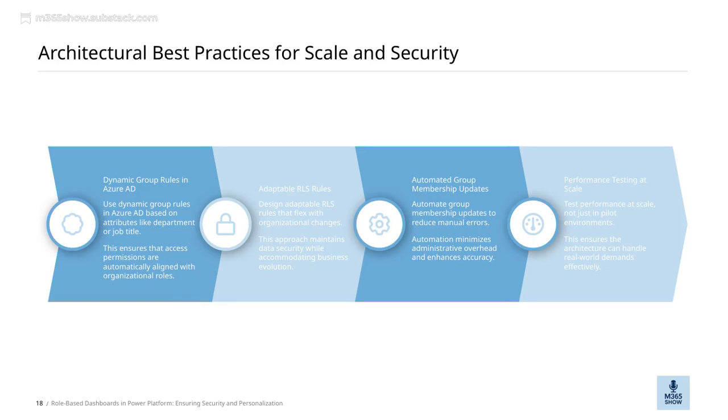Finally, utilizing dynamic group rules in Azure Active Directory can help us align access permissions with organizational roles automatically. For example, based on attributes like department or job title, access can be granted or restricted dynamically. This ensures that permissions stay current without manual intervention, reinforcing both security and personalization. All these practices tie back to our overarching goal: creating a secure, scalable, and personalized Power Platform environment that adapts seamlessly to organizational growth and change.